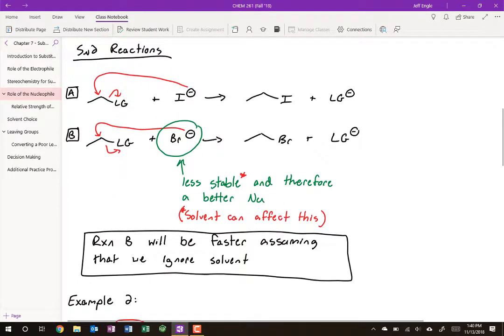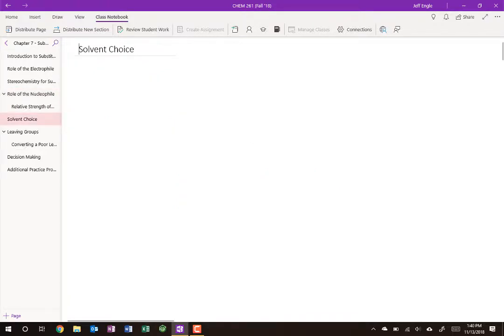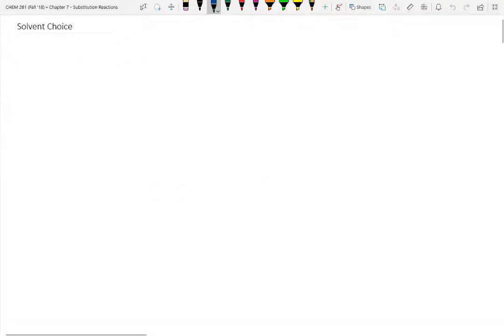With SN2 reactions, on the other hand, nucleophile strength plays a critical and important role. Not only its concentration, but its instability and sterics. So in this first example, we said bromide is less stable and therefore a better nucleophile. However, I had an important caveat that solvent affects all of this, right? And so that's what we're going to talk about today, the role of solvent in these reactions. And it can be a bit confusing.